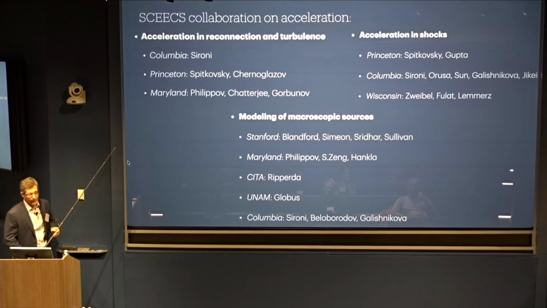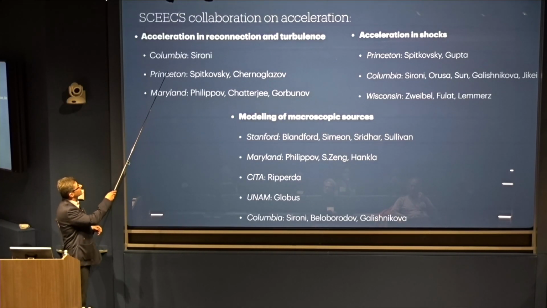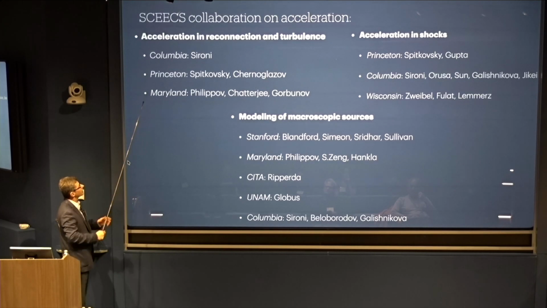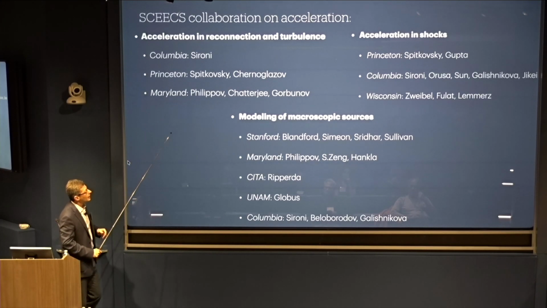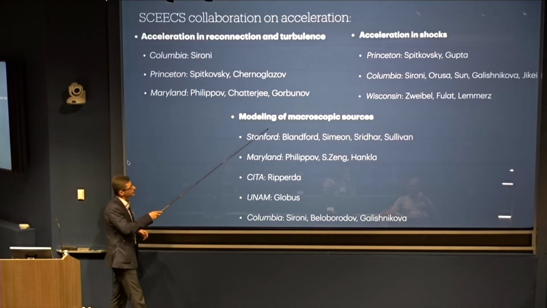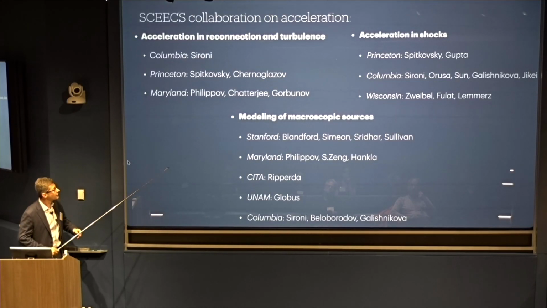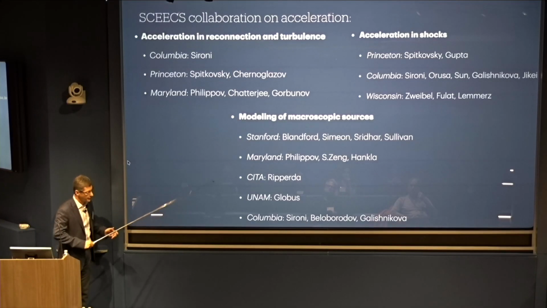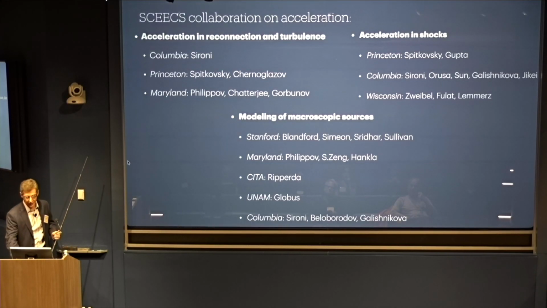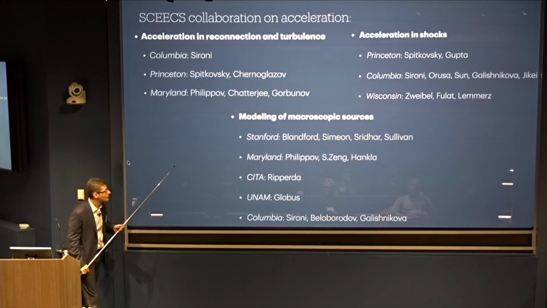For reconnection and turbulence, the centers have been Columbia, Princeton, and Maryland. For shock acceleration, we've had various combinations of Princeton, Columbia, and Wisconsin. And for macroscopic sources, basically everybody in the collaboration has tried to apply their understanding to astrophysical sources.